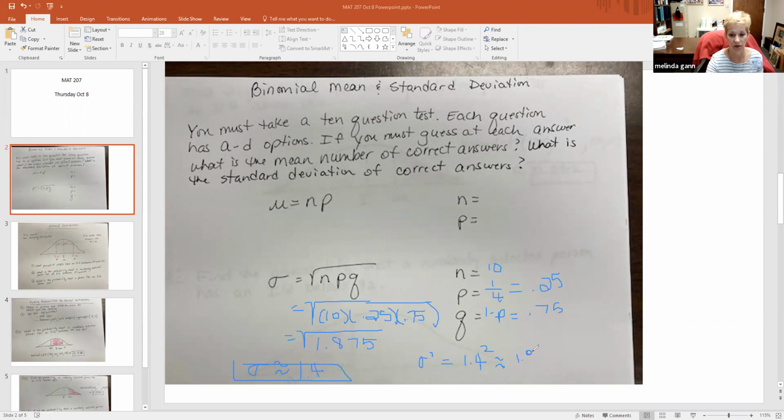So what I'm going to expect you to do is just take whatever you got for your standard deviation and square it. So that's how you do mean, variance, and standard deviation for binomial. They're on your formula sheet. It's super simple. And the way I know it's not a probability distribution is I don't have a table.